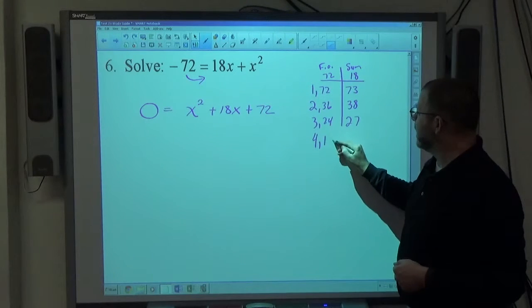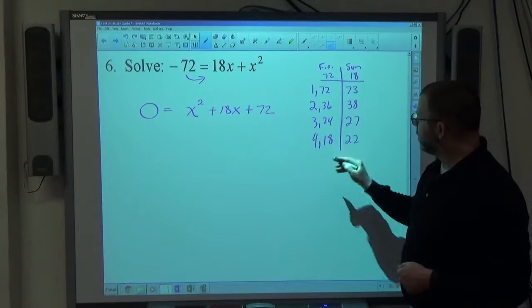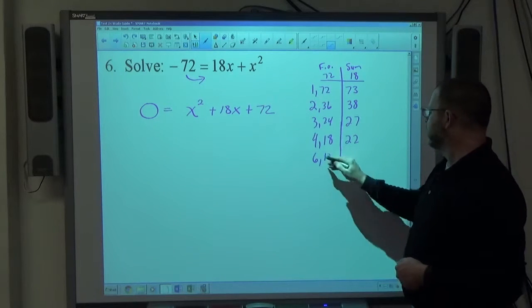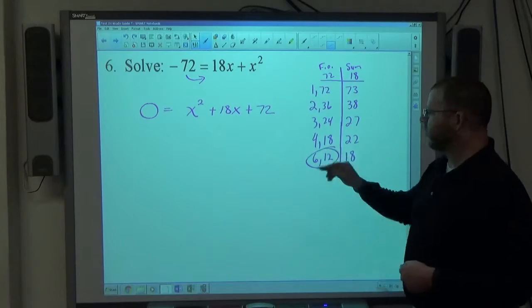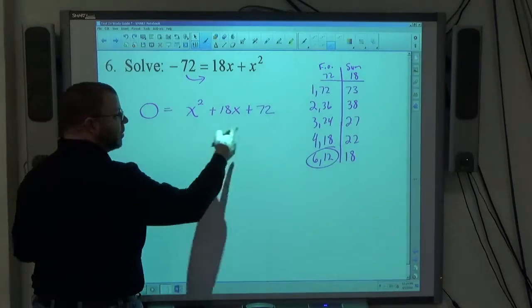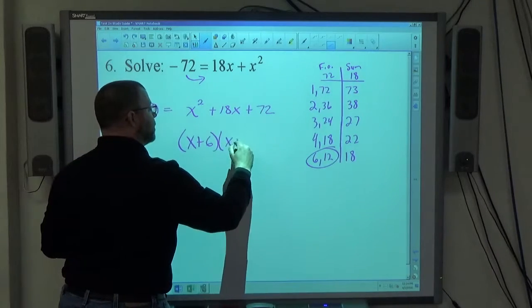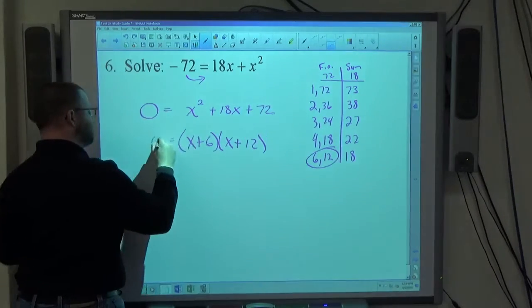4 times 18, still 72, still isn't right. 5 doesn't go into 72. 6 times 12 is 72. 6 plus 12 is 18. There's your correct pair of numbers. So you find your correct pair of numbers, and that's how this is going to factor. So x plus 6 times x plus 12 is equal to 0.